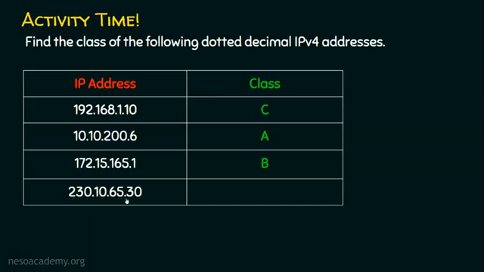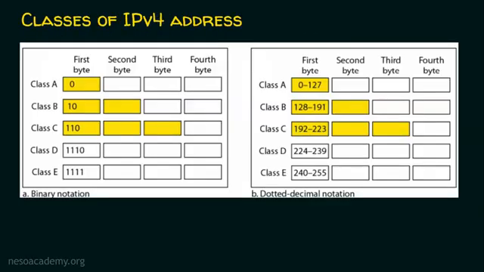And the class for the last IP address is class D. This is a multicast address. Why? If it is between 224 and 239, obviously it is class D, which is mainly reserved for multicast purpose. If you want to solve these questions, you should be very proficient with this table. Just refer to the first octet values and identify the class. The question may be given either in the dotted decimal notation or in the binary notation.